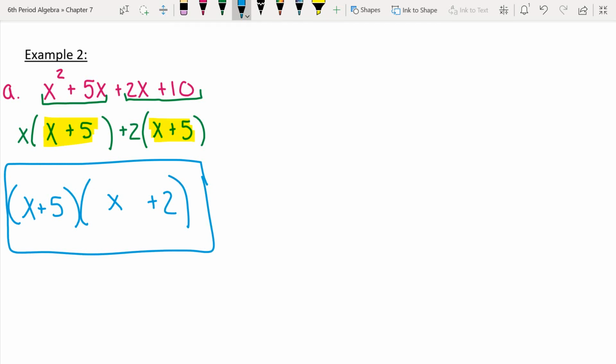Now we didn't have to do factoring by grouping on this one. Technically, I could have combined my like terms and had x squared plus 7x plus 10, and you could actually factor that trinomial into the exact same product. That was just a coincidence. It does not always work out.